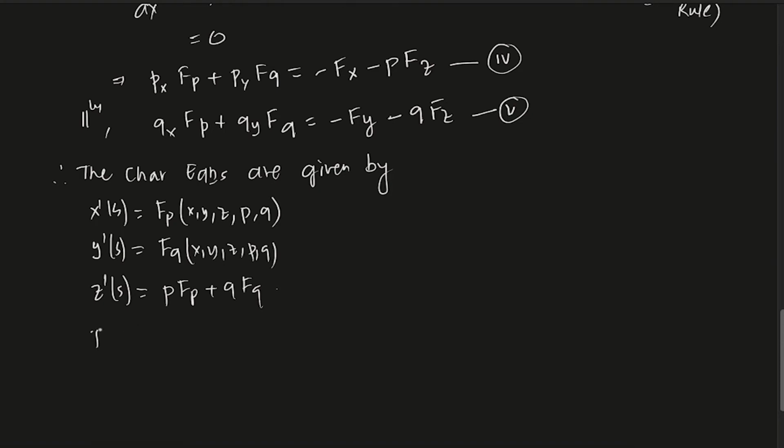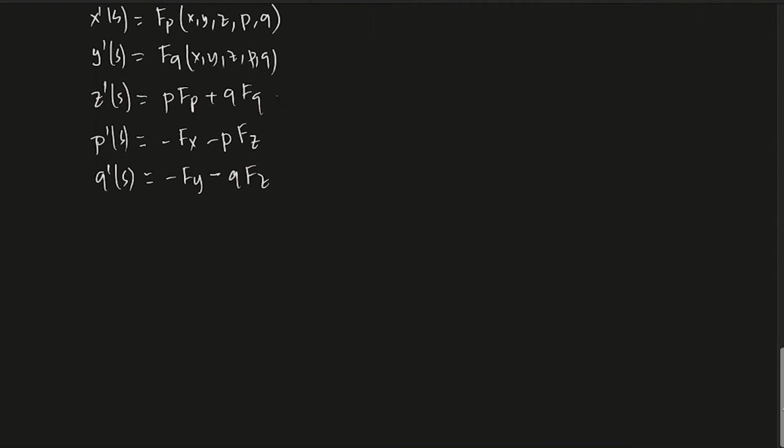And you have more. You have p prime of s is minus f_x minus p f_z, and q prime of s is minus f_y minus q f_z. Okay, so these are the characteristic equations which we get.